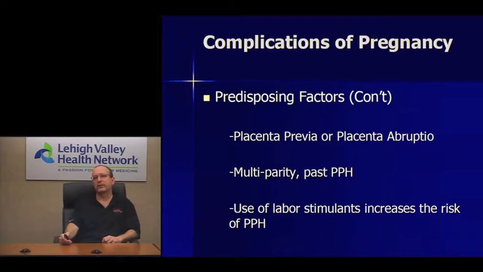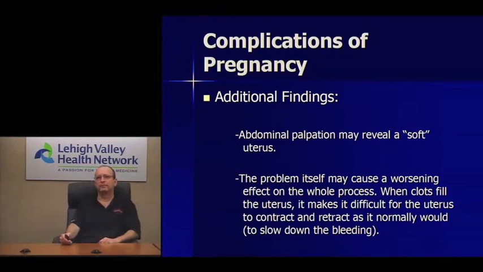Another predisposing factor to a postpartum hemorrhage would be placenta previa or placenta abruptio, multiple parity, a past history of a postpartum hemorrhage, and also use of labor stimulants increases the risk of postpartum hemorrhage. So in a way, the same thing they're using to maybe stimulate labor, the Pitocin, might actually be the cure if they're bleeding a lot. Your abdominal palpation may reveal a soft uterus after the kid's born, and the problem itself may cause a worsening effect of the whole process.